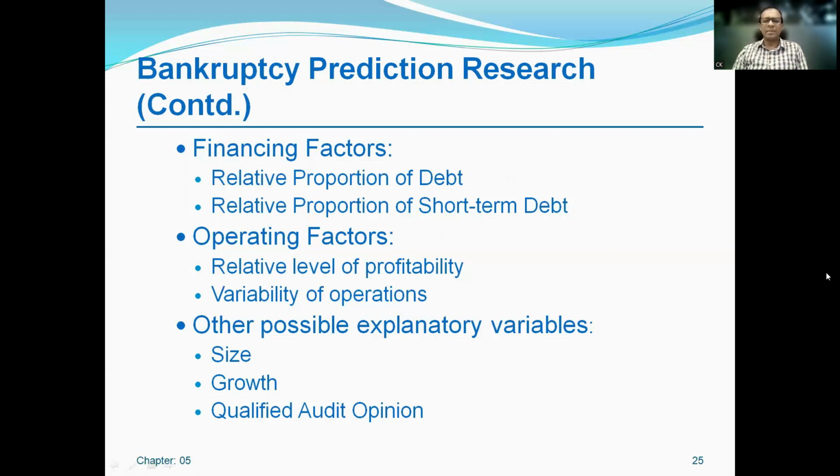Something like that. Then the variability of operations. If your operation is fluctuating unusually, that means you are highly vulnerable to various factors. That is an indicator. Then others, the size and growth, because you can have overtrading. Sometimes we have an overtrading situation because the organization is expanding its activities.